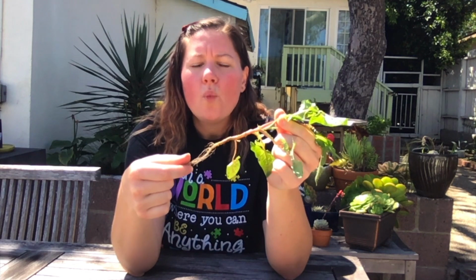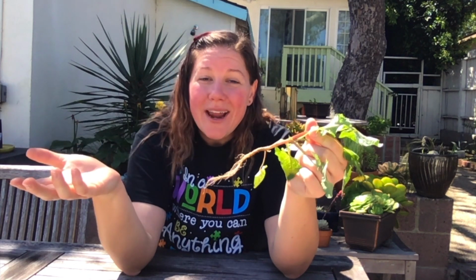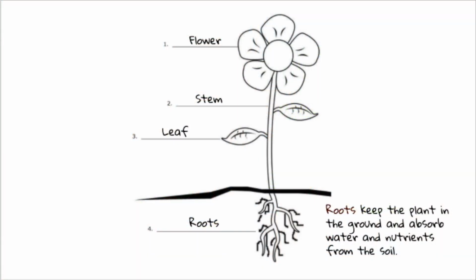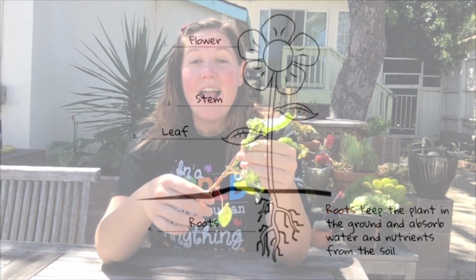Let's start down at the bottom. The roots. Where are the roots usually when you look at a plant? Can you see them? You can't really. Why is that? Where are the roots located? That's right, they're actually underground because what they need to do all happens underground. Roots keep the plant in the ground, even in heavy winds, and absorb water and nutrients from deep underground in the soil.